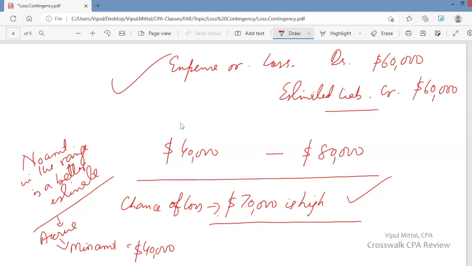And how do you accrue? You record this journal entry, loss debit, estimated liability credit. Because no amount in the range is a better estimate than any other amount in the range. All the amounts are equally likely. You accrue minimum amount in the range. Minimum amount in the range is $40,000. You accrue this.